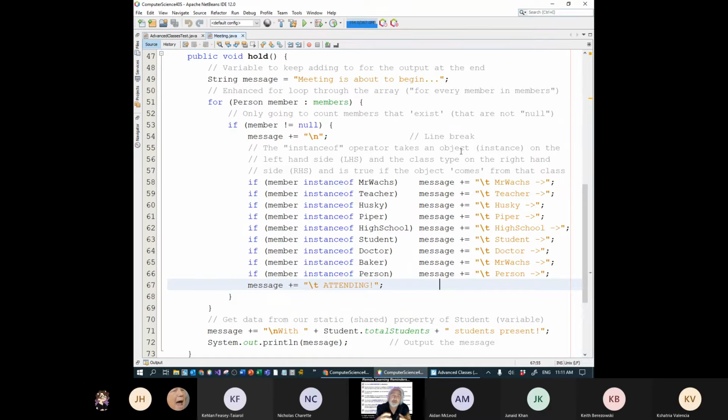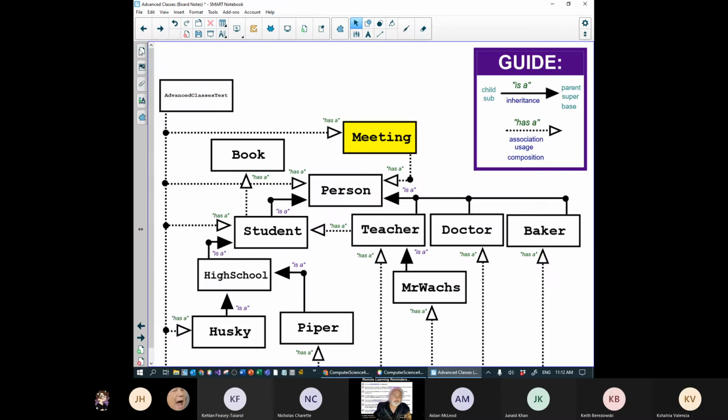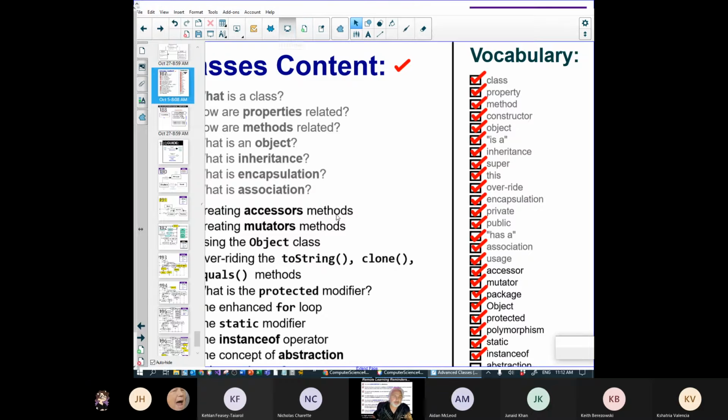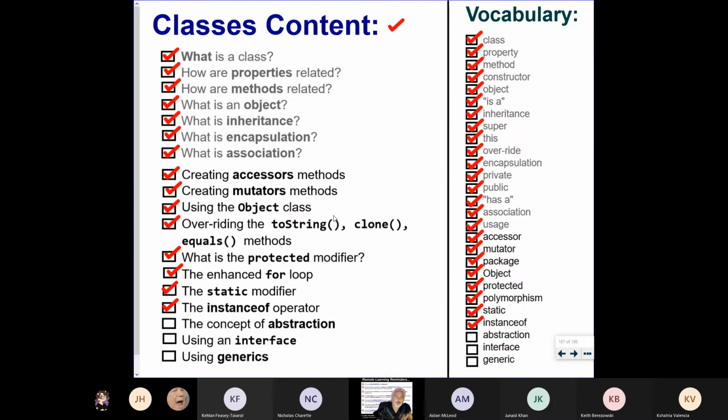So now, here studying classes, we're definitely moving to a more advanced topic level. So that's where we're at in terms of the classes unit. Just going to jump back to that vocabulary list again for a second. So there's all those things.